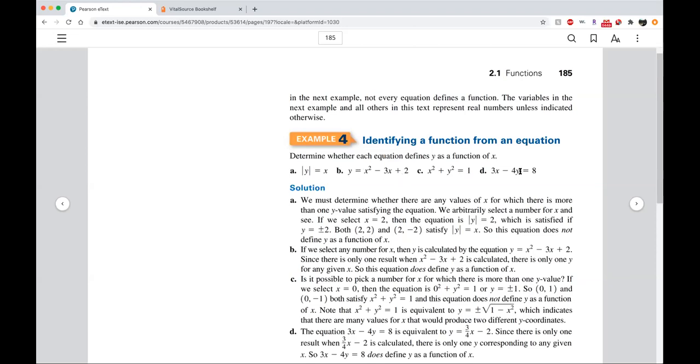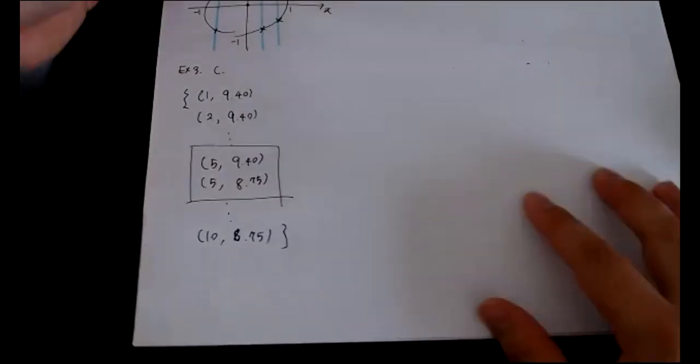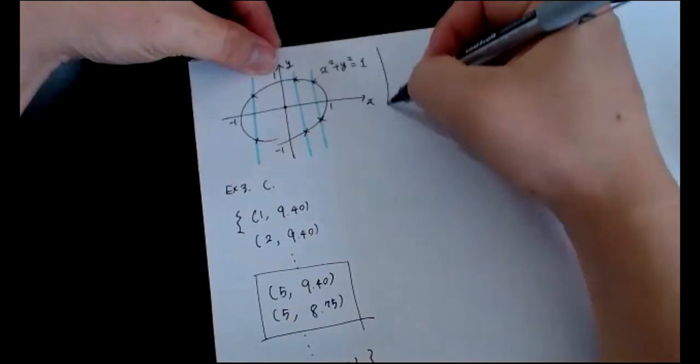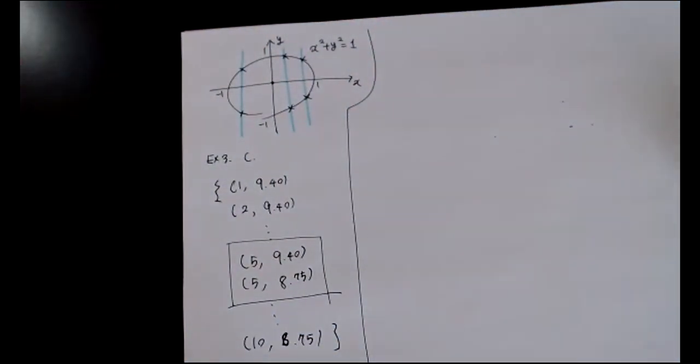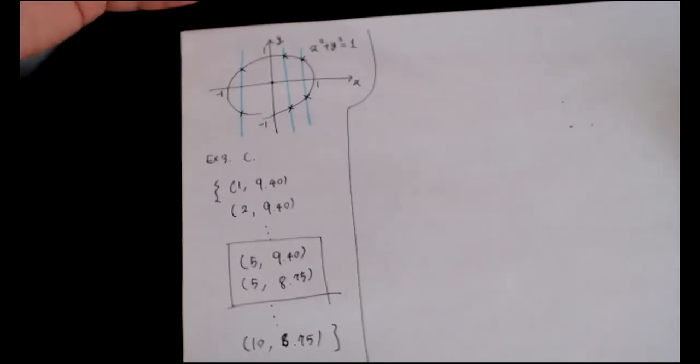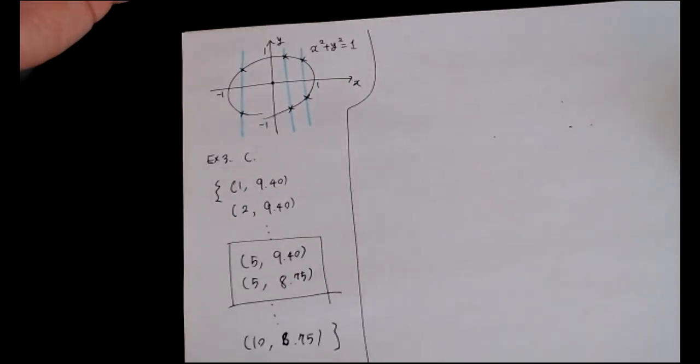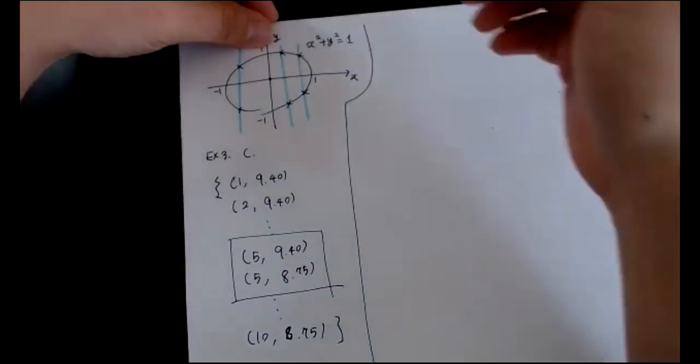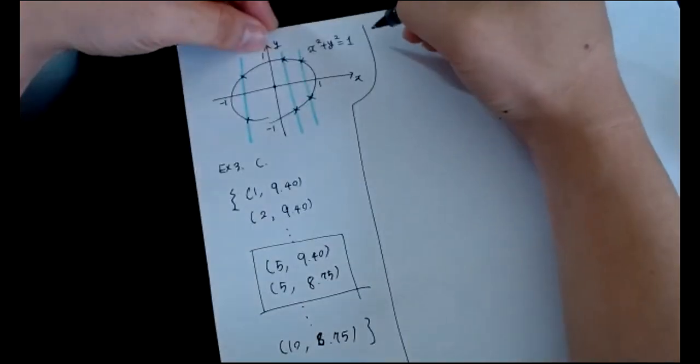But let me, in section 2.2, I'll let you know the graph of these functions today. So give me a second. All right, so example 4. Why do you need to know the graph of those equations? Because I want to apply the vertical line test to determine whether each equation is a function of x.